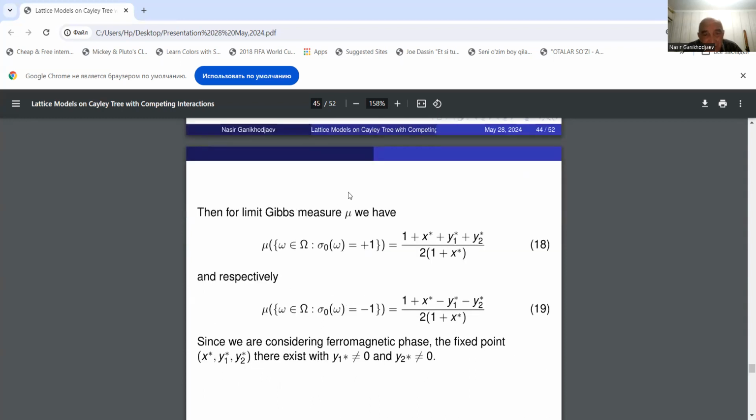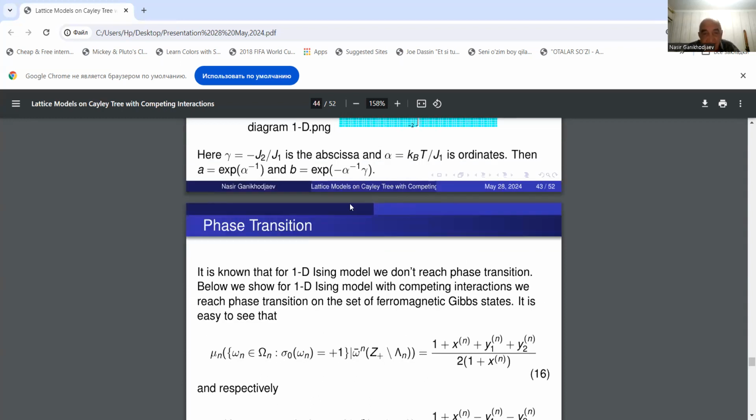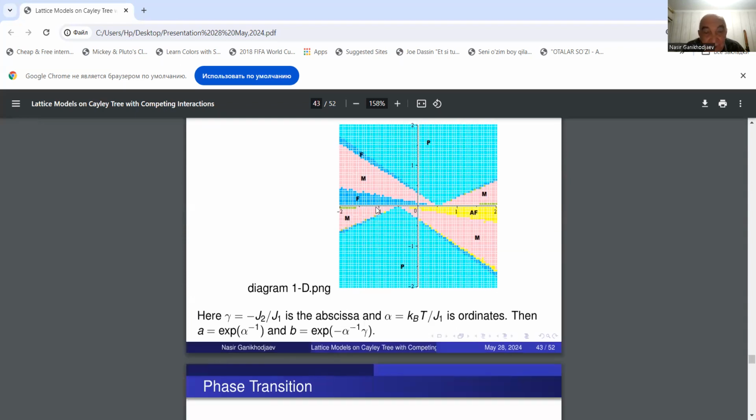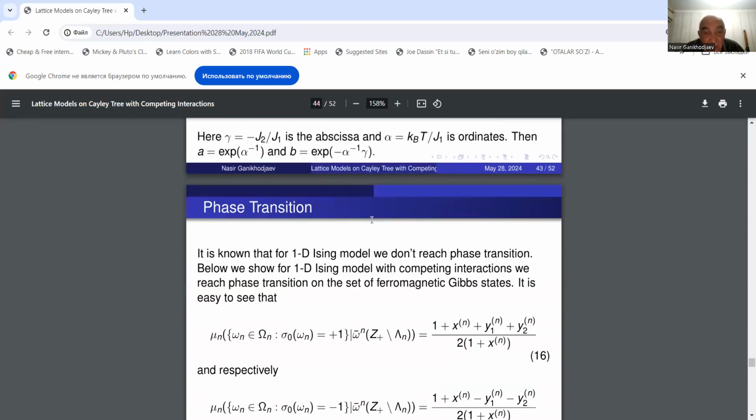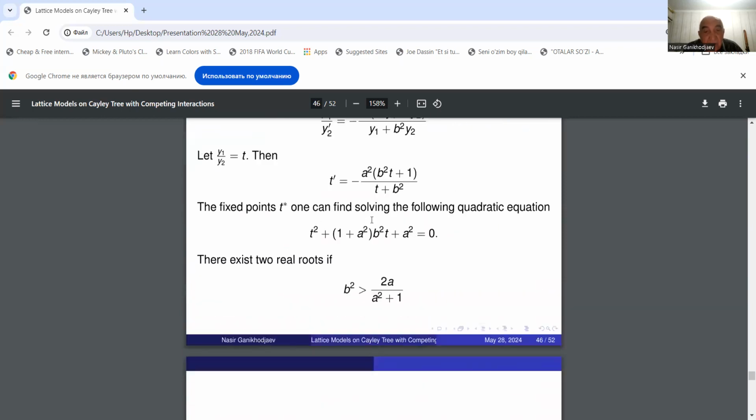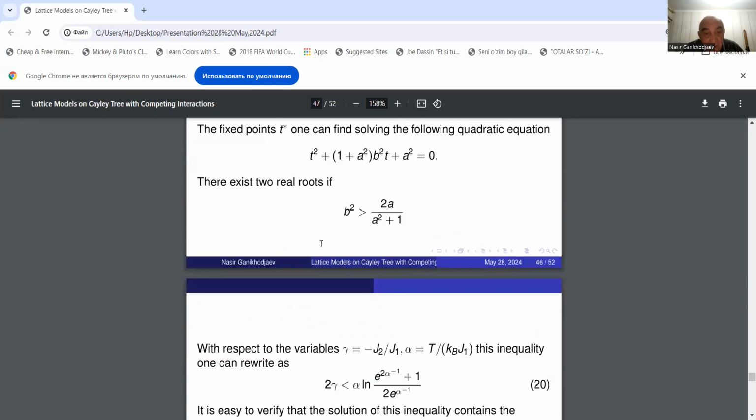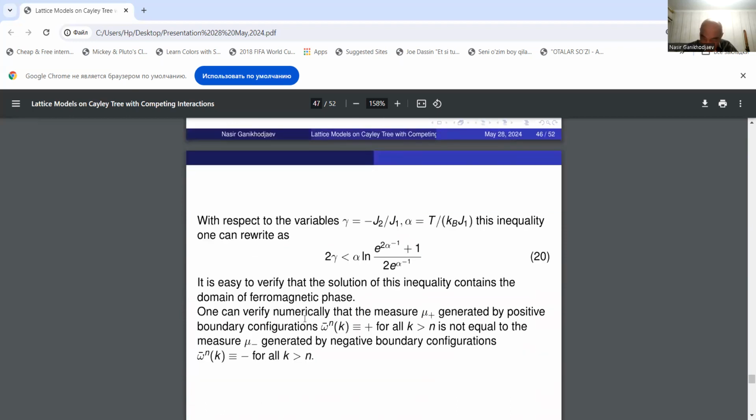Here, for example, my previous inequality is valid. That is, there are two roots. And from this one follows, so now we can also verify numerically. So we have two measures, mu plus generated by positive boundary configurations, and mu minus generated by a negative boundary configuration. That is, we have phase transition.